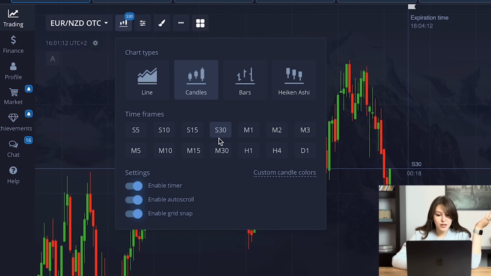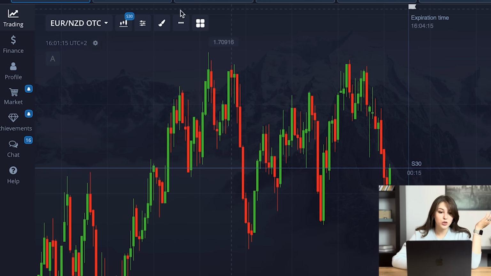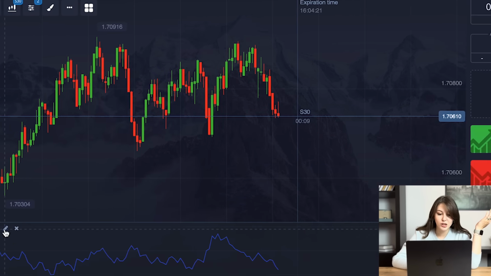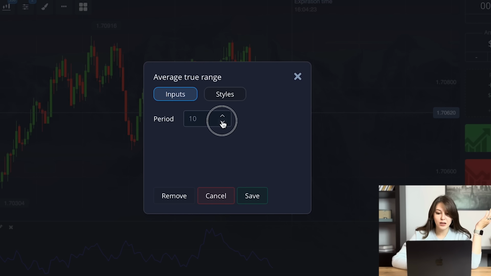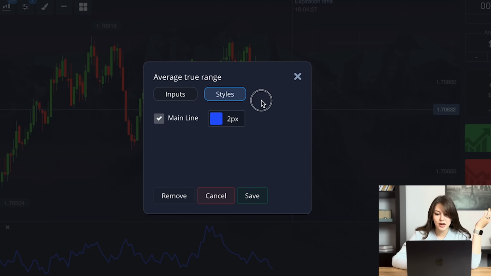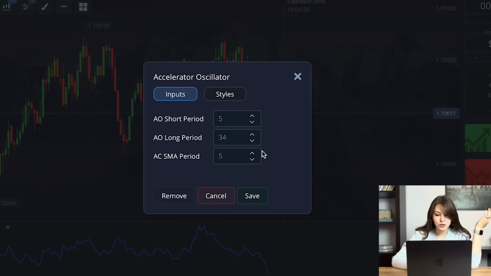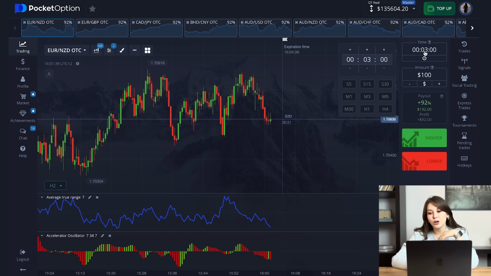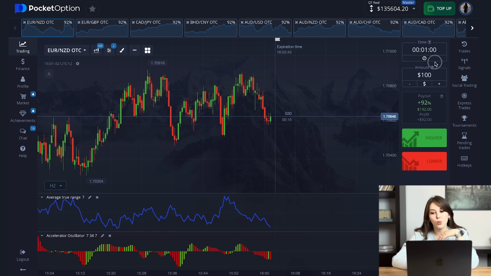Also, we're gonna use the candles for 30 seconds as we usually do, and today we're gonna use the average true range and the oscillator indicators. Also, we're gonna correct them a little bit, so the first one gonna be 7 and the style gonna be 2. And also to synchronize our indicators, we're gonna change the periods here too. So now we are ready to trade. We're gonna put 1 minute for $100 and let's start.